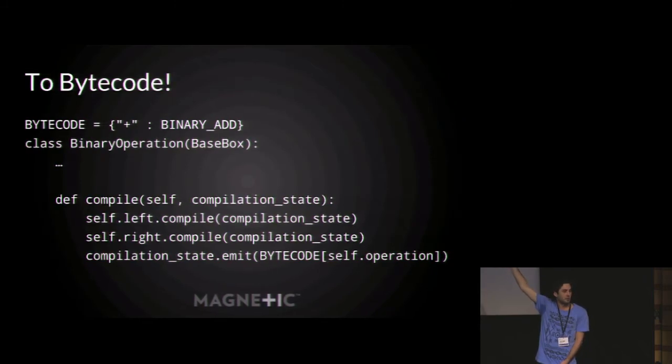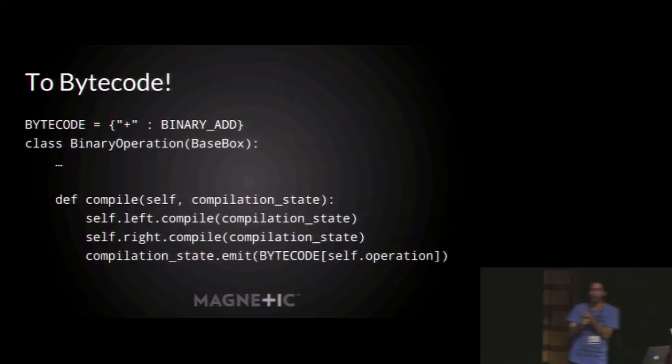So you can imagine if you had subtraction, and then you saw a minus, you'd emit binary subtraction. And so this compile method will actually emit the correct bytecodes for loading the left value, loading the right value, and then performing the operation that pops those off and puts the result back on the stack. And you do this for all of your AST nodes.